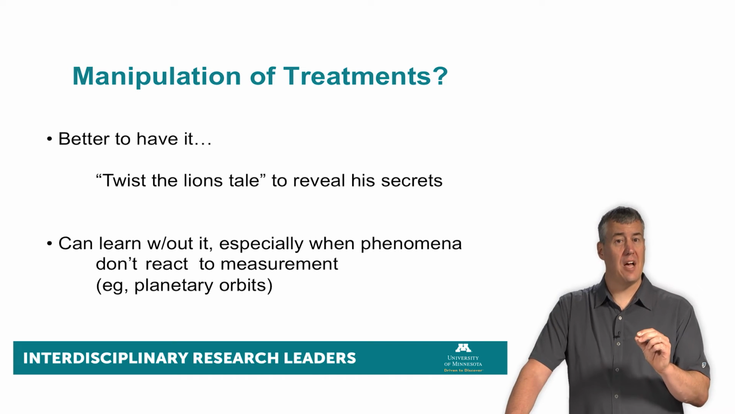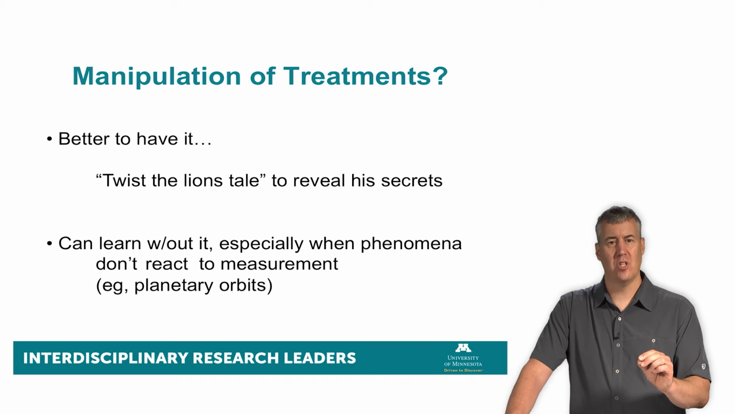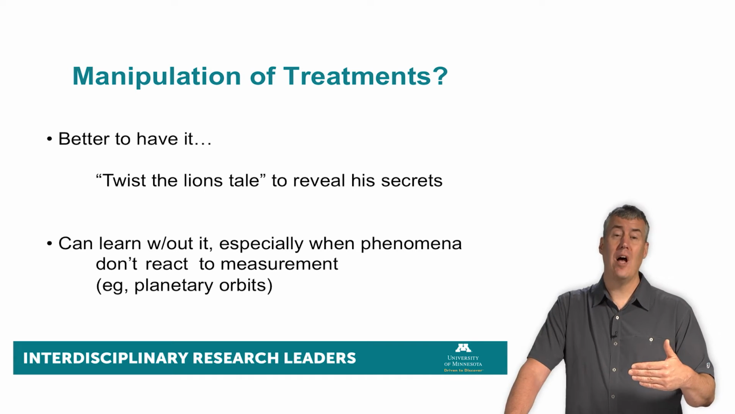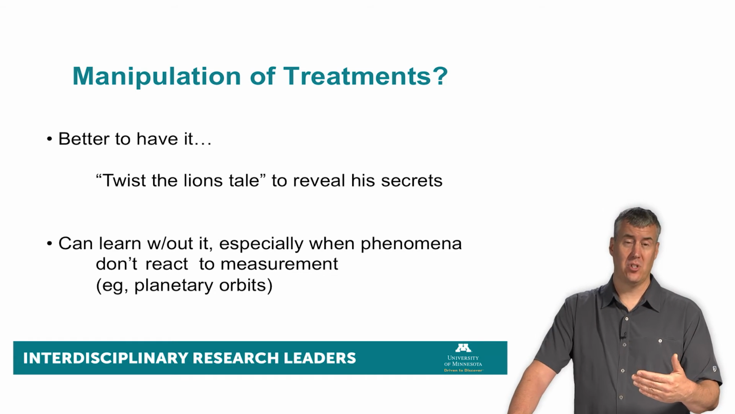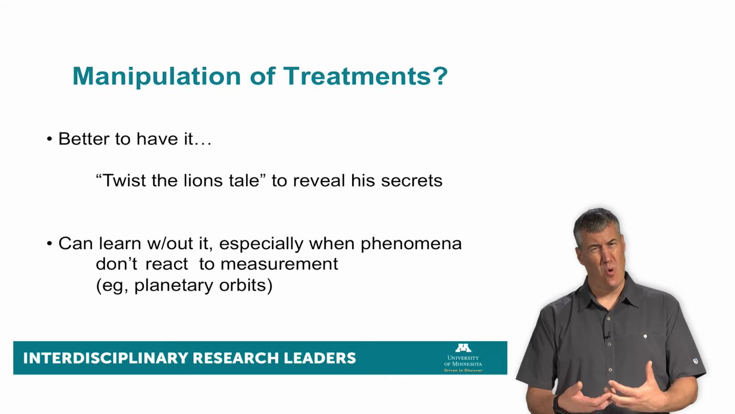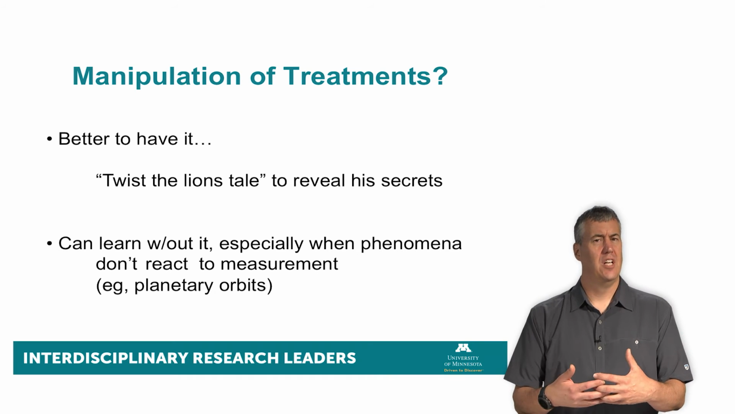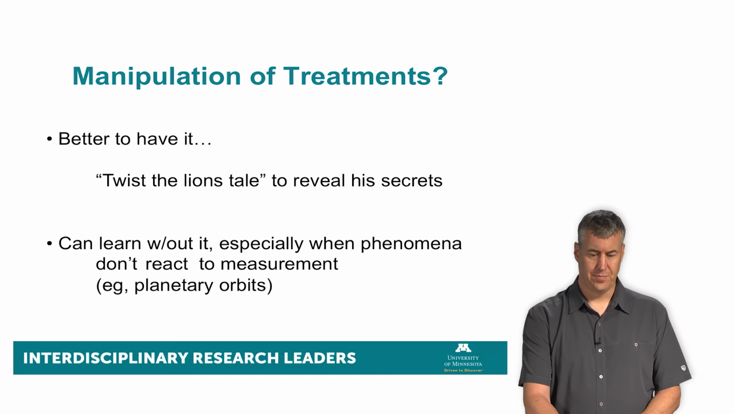Now we can learn without manipulation, it's just more difficult. It requires more assumptions, or like in the physical sciences, well-established natural laws. We can understand, say, planetary orbits. In the social, human, and medical sciences, there tends to be more upheaval or chaos or noise, and so those natural laws are harder to establish.